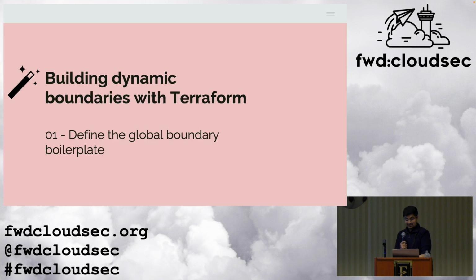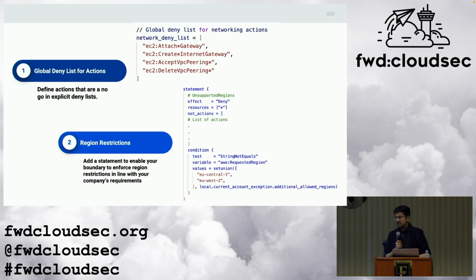So let's find out. Now it's the build time. What we started with is to define a global boilerplate in the boundary itself. As a very basic example, one of them was to define a global deny list for actions that are a no-go in your environments. For example, you don't want certain networking actions like creating internet gateways, someone attaching them to your EC2s, or whatnot. You don't want them to create IAM users. So based on your environment and your use cases, you define a certain global list of no-go actions.